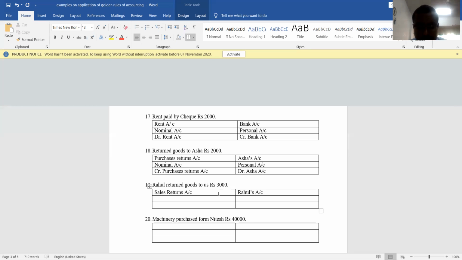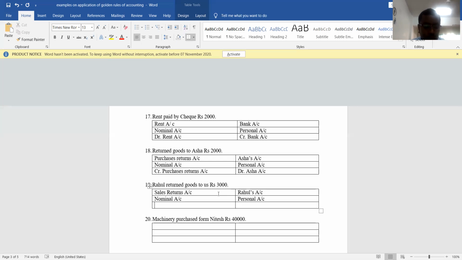See, Rahul returned goods to us. For us, it is sales return because whatever goods we had sold to Rahul, he is returning back. If we are returning goods to somebody, it is purchases return. If somebody is returning goods to us, it is sales return. So two accounts are the sales returns account and Rahul's account. Sales returns account is a nominal account, and Rahul's account is a personal account.